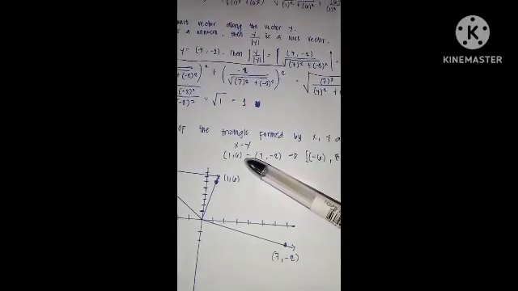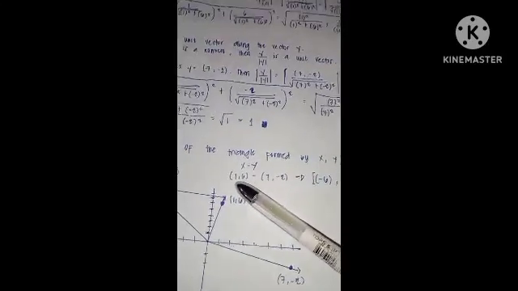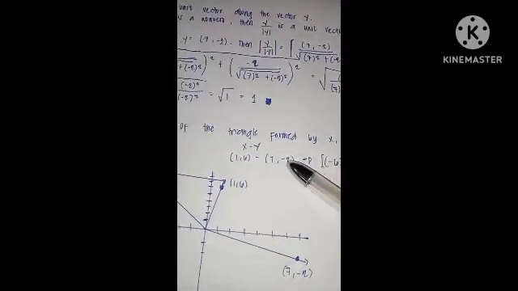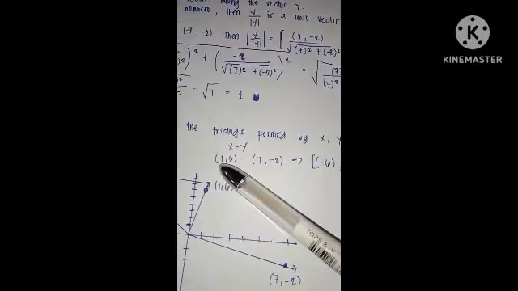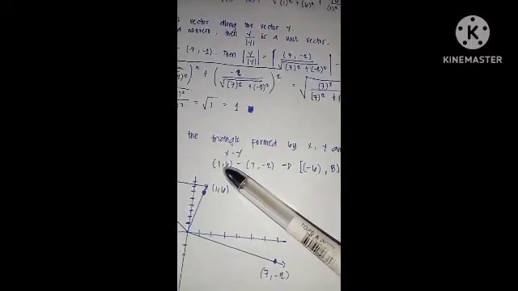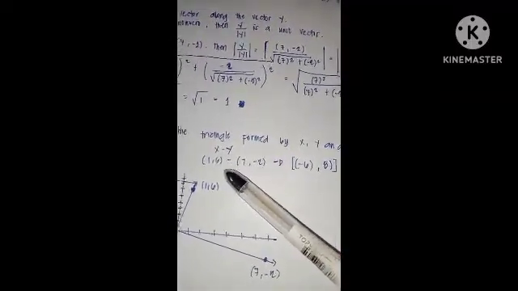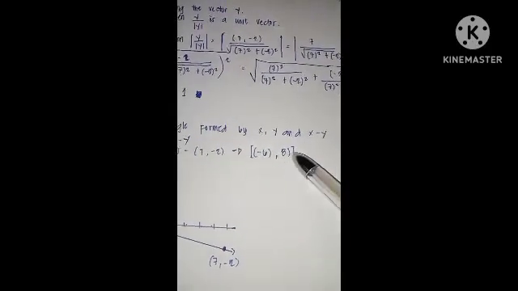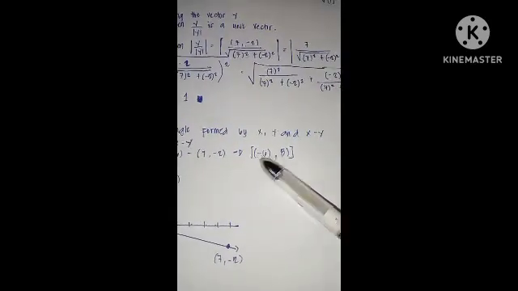So, (1, 6) minus (7, -2). What we will do is combine the x components and the y components. The x component: 1 minus 7 is equal to negative 6. The y component: 6 minus negative 2 is equal to positive 8. So the answer is (-6, 8).